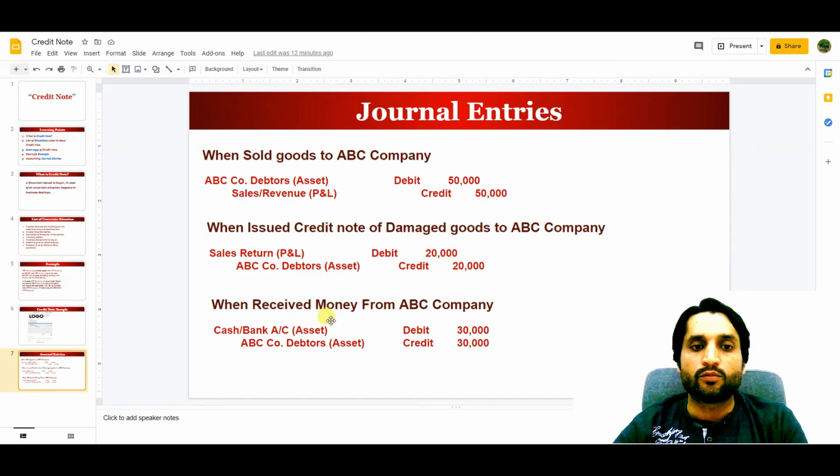When money is received from ABC company, we need to pass an entry when the buyer pays us the money. Cash or bank, our asset, will increase and our other asset, which is ABC company debtor account, will decrease. So the debtor account will be zero when we receive the payment and our cash and bank will increase by 30,000. So this is the concept of credit note.